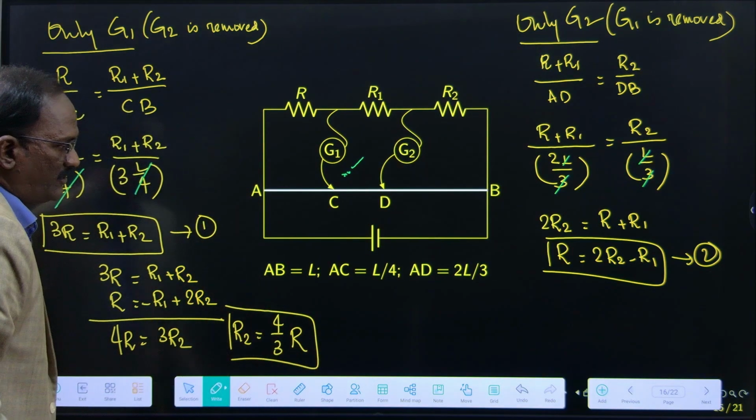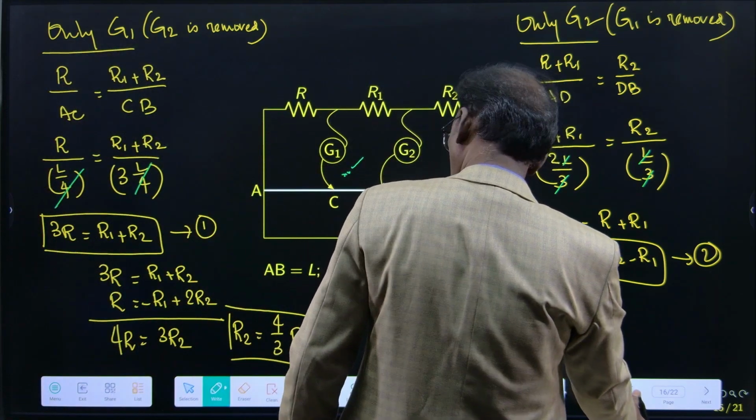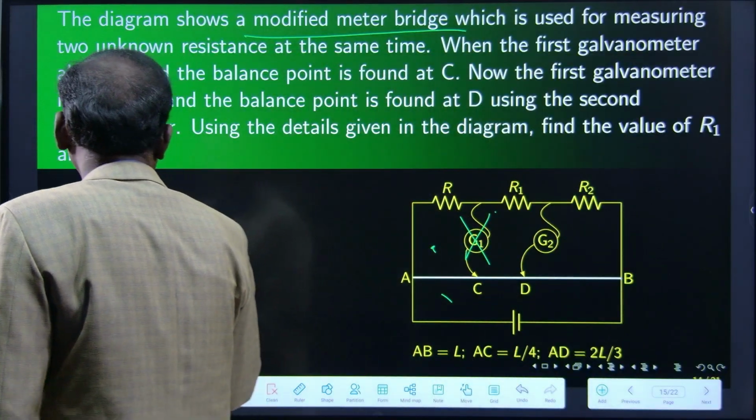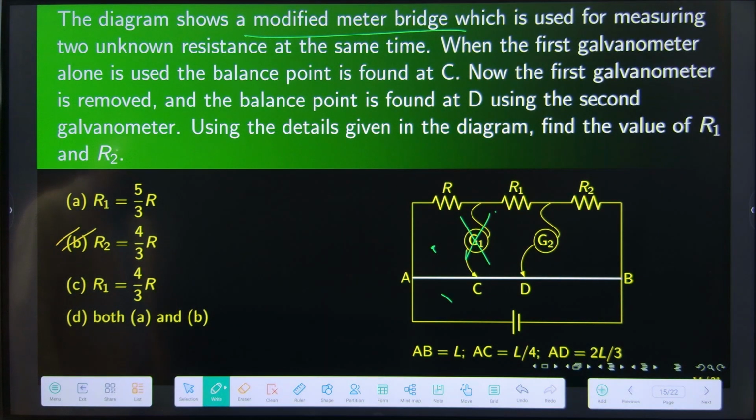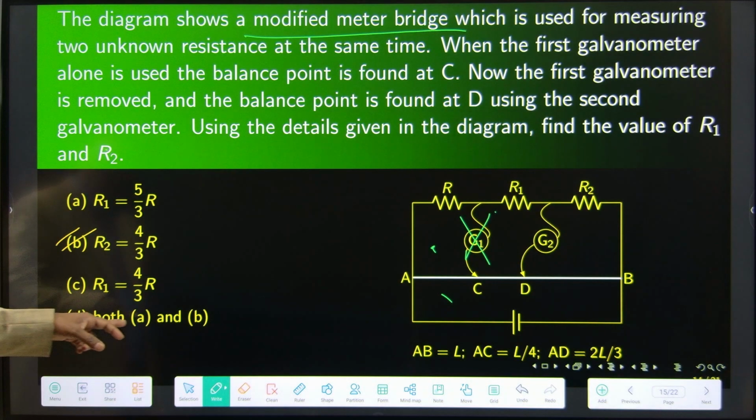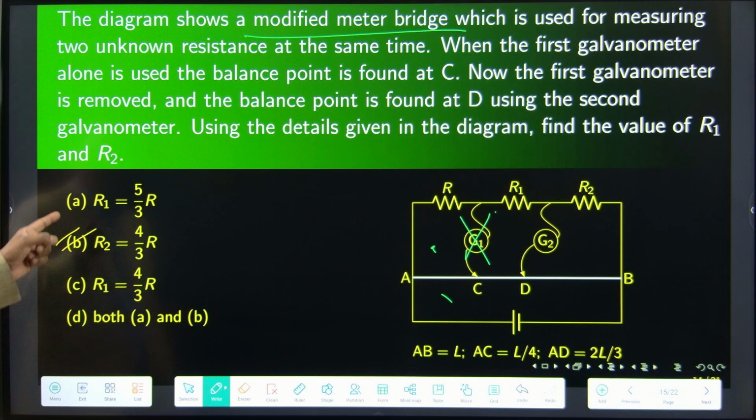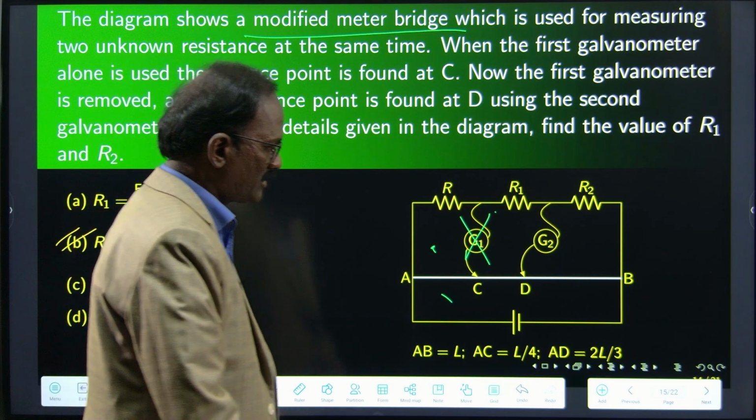R2 in terms of R we found. R2 is equal to 4 by 3R. Option B is right here, but look at option D, both A and B. So we have to check whether A is also a possible answer. If A is also possible, then we must choose D as the answer, right? We should not tick option A or option B independently. We must go for option D. Option D will give you the correct option. So option A we have to check. For that we have to find what is R1.